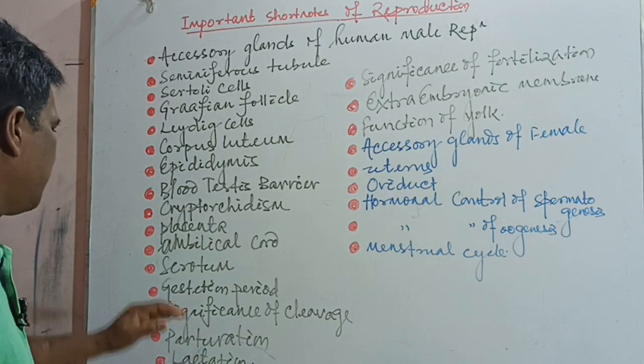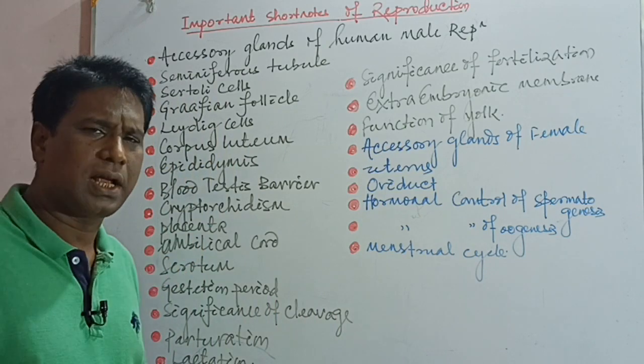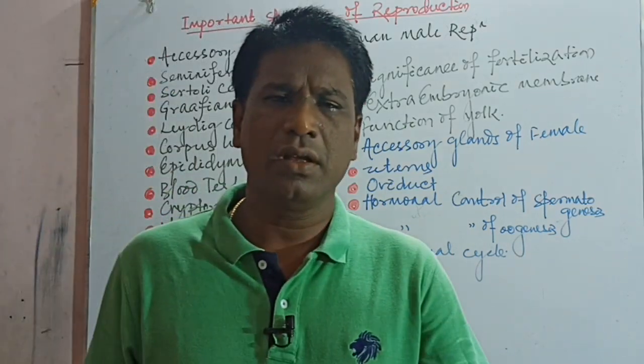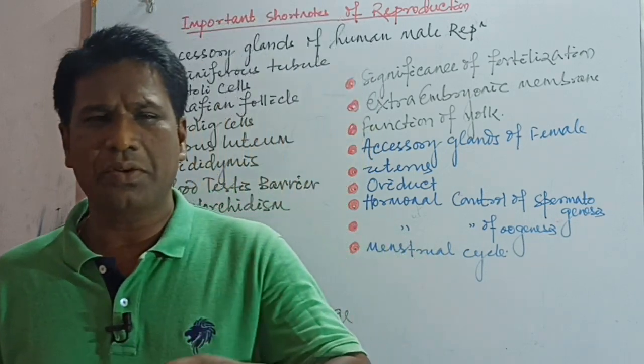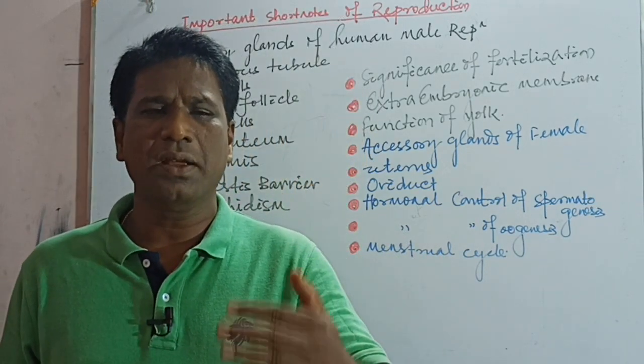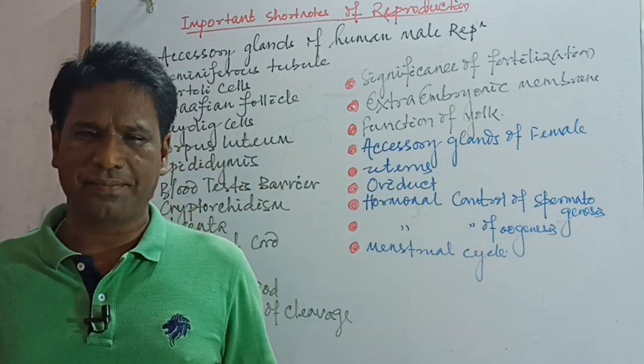Next one is the umbilical cord. It is a cord that is present in between, connecting the placenta and the fetus.